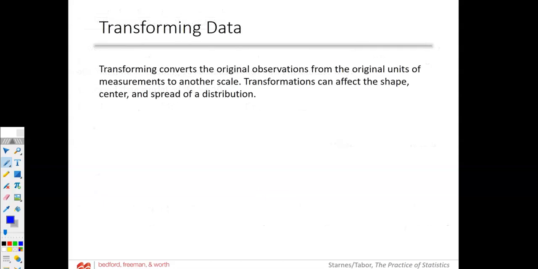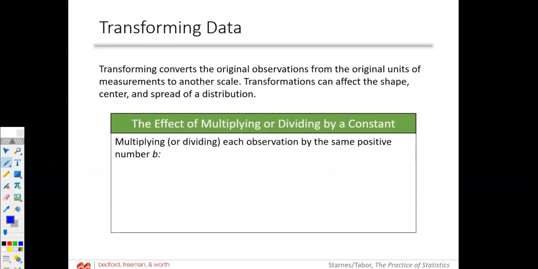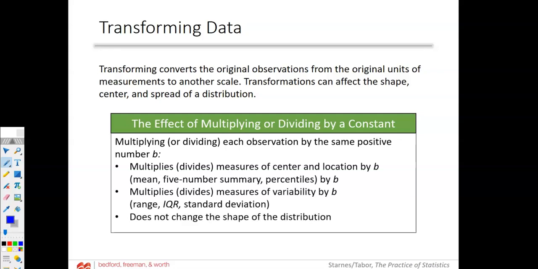Okay, another way to transform data, which will affect shape and the spread, is called multiplying or dividing by a constant. This happens lots of times. You're converting centimeters to inches or something like that, where you're doing some kind of conversion. We oftentimes multiply. So write this down in your notes. You need to know those three things.